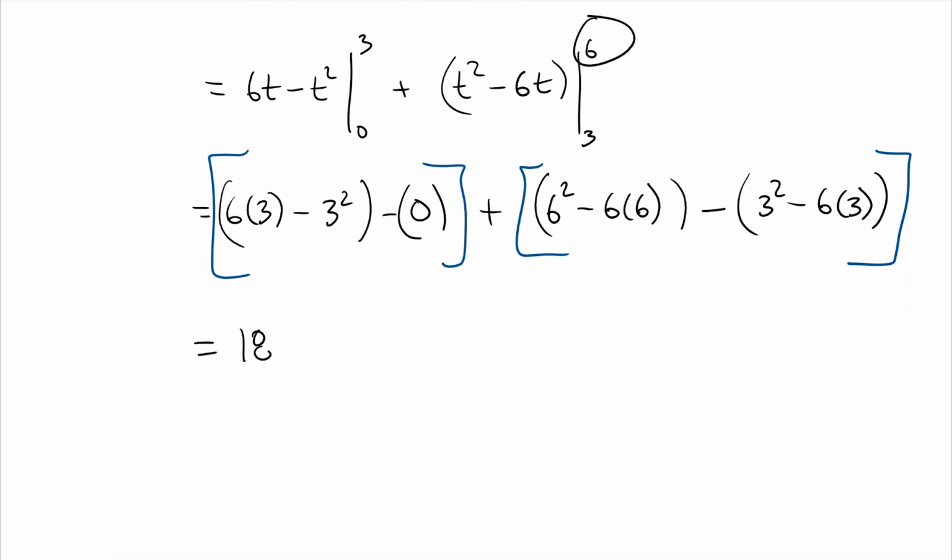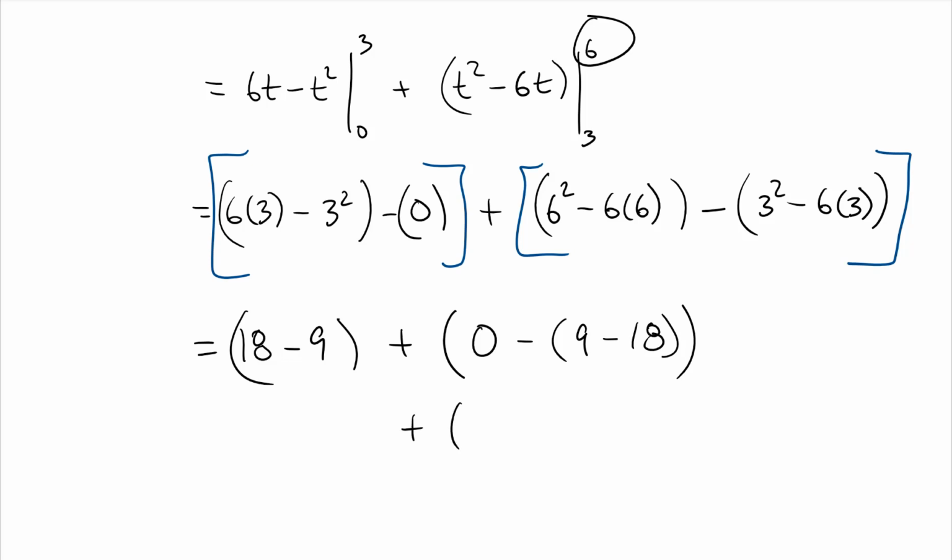So this is going to become 18 minus 9 plus, and now we have 36 minus 36, 0. That's convenient. Minus the quantity of 9 minus 18. So this is just going to become positive 9. Sweet, we did it right. If this ended up being negative, you just change its sign. And we have 9 plus 9, which is equal to 18.